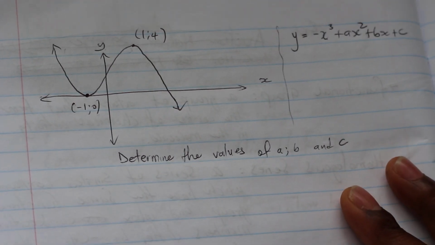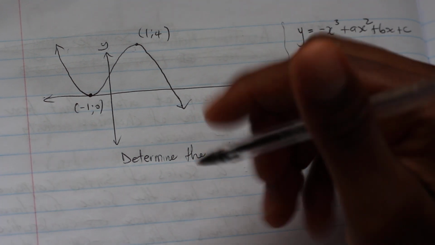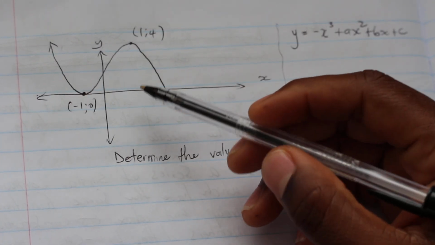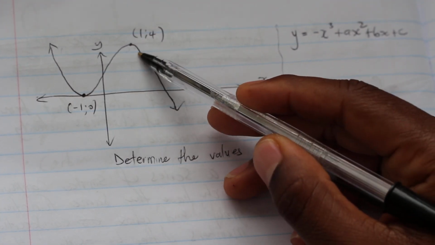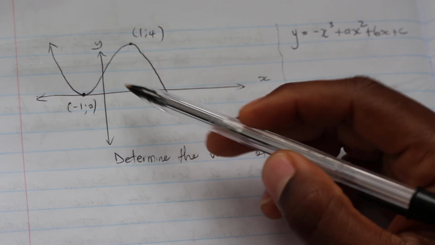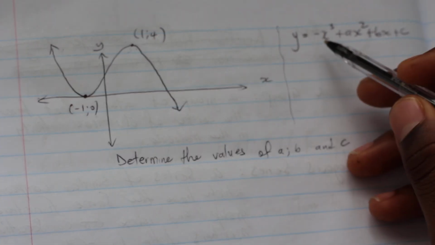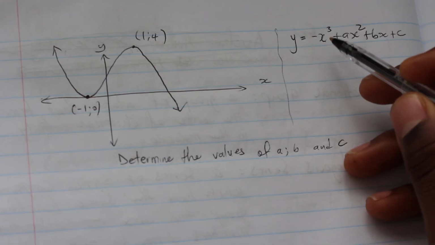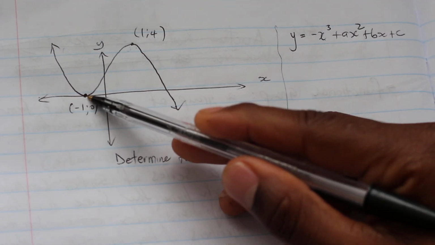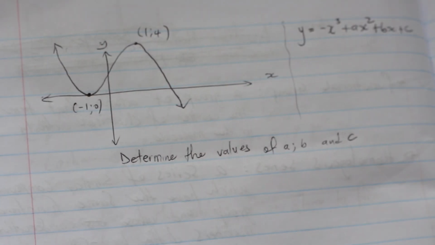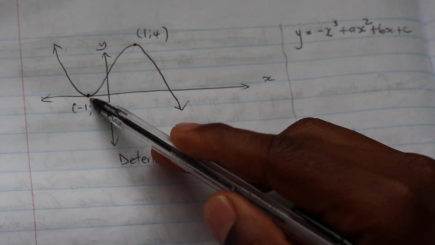So I want you guys to look at this. We've got a function, and as you can see, this is a turning point. This is a cubic function, and you can tell by the shape that the coefficient of x cubed is negative, right? And you can see that this is a turning point, right? And this is the second turning point.